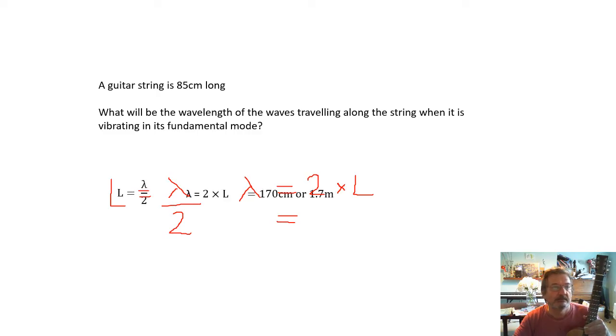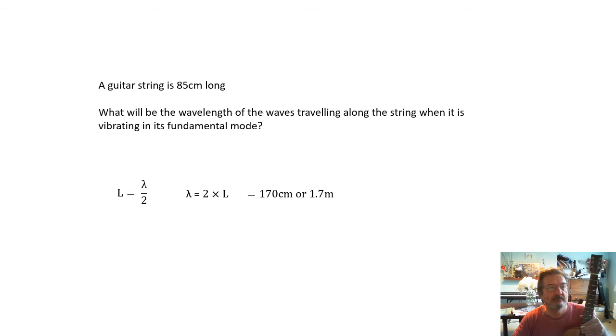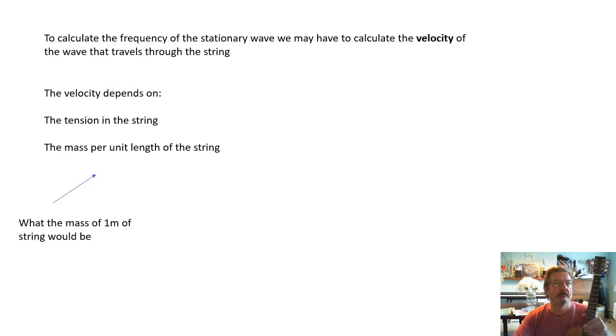In fact, there you go. Rub all that out and you might see it. Okay, so L is lambda over 2. Lambda equals 2 times L, which is 170 centimeters or 1.7 meters. If you're going to work out other stuff later on, it'd be a good idea to change it to meters. So now, to calculate the frequency of this stationary wave, what we would have to do first is work out the velocity of the stationary wave, which is how fast it's traveling, the speed.